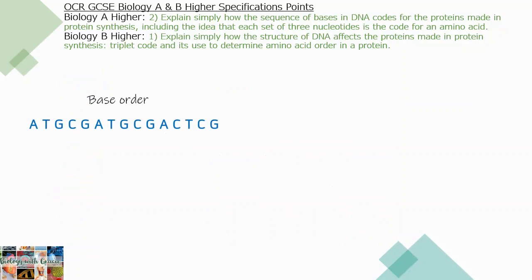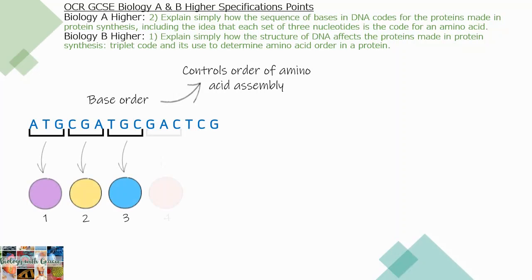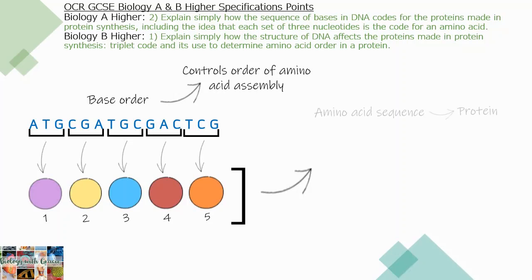So it is this base order which controls the order of amino acid assembly. So it controls the order amino acids are linked together. So we've got our bases here and the specific amino acids they code for. And so it's the amino acid sequence which then determines the protein produced.